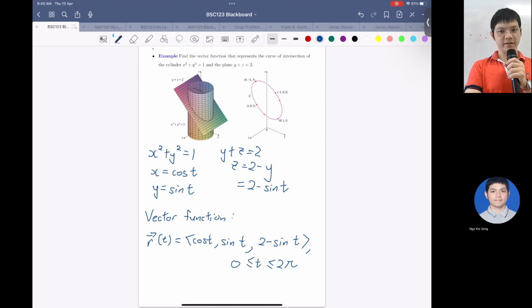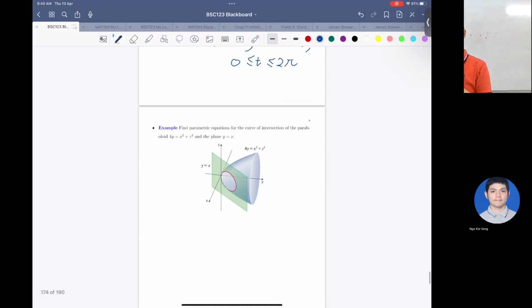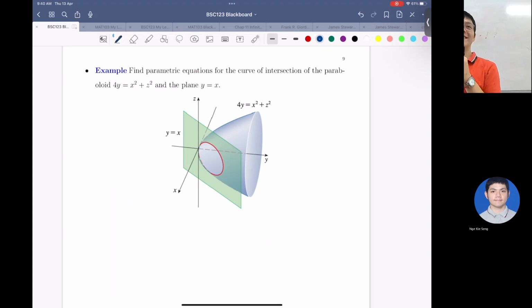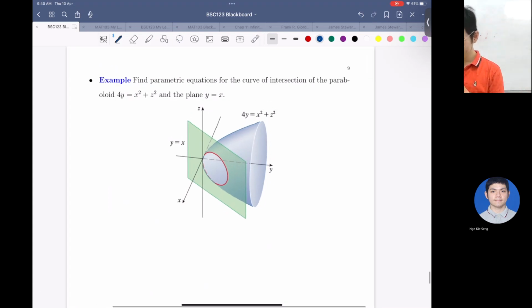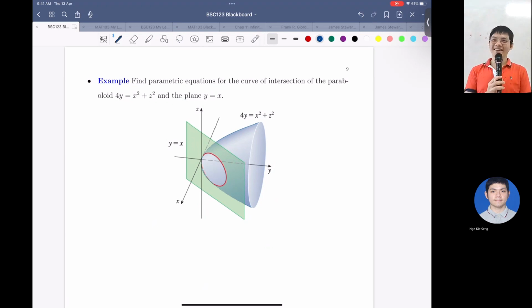Okay, let's go a little bit further. Let's try. I also don't have this answer, so let's try. What's this? Just now we wrote our circle in terms of cos and sin. So how to write the paraboloid with x?